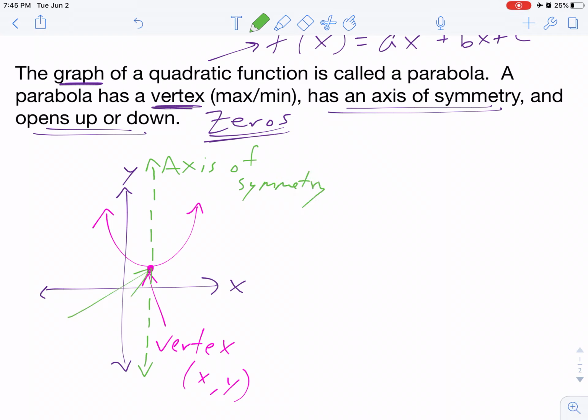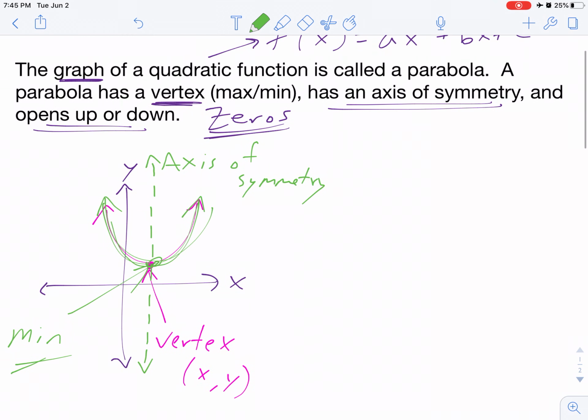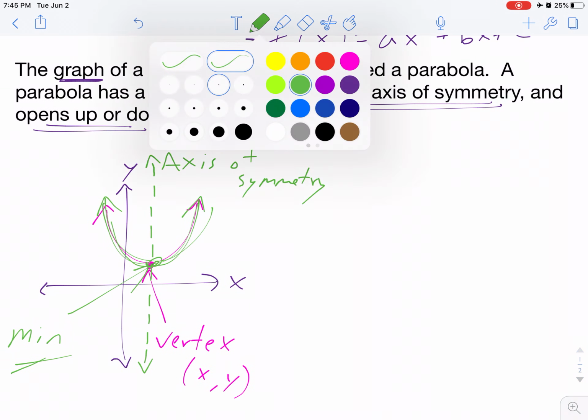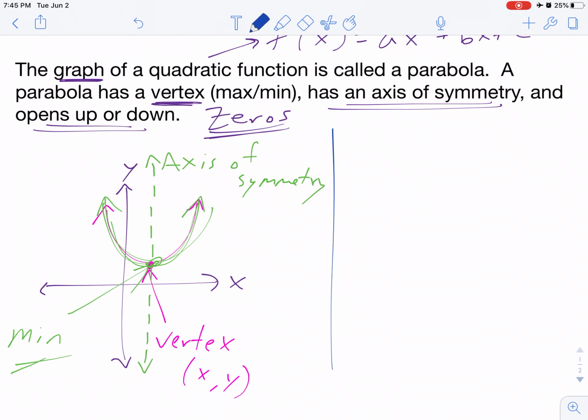This vertex right here is a minimum value. That's where the parabola bottoms out right there. So if you're thinking of it as a max or a min, if the parabola opens up, it has a minimum value. It has a local min.